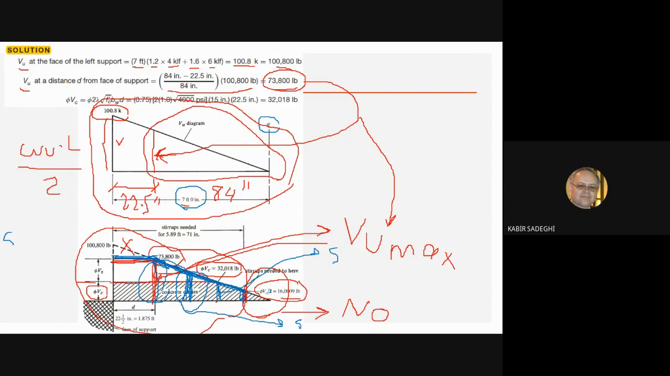no need for a stirrup, but you need a spacing at least D/2, maximum spacing. Theoretical, no need for stirrups, but practically we should use some value with S spacing equals D/2. Therefore, this is the anatomy of stirrups and calculation in the beam.